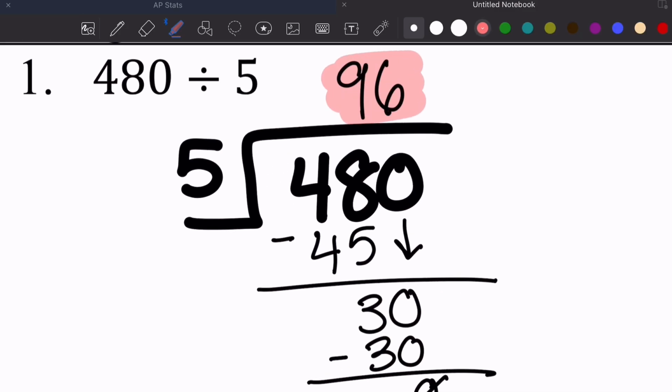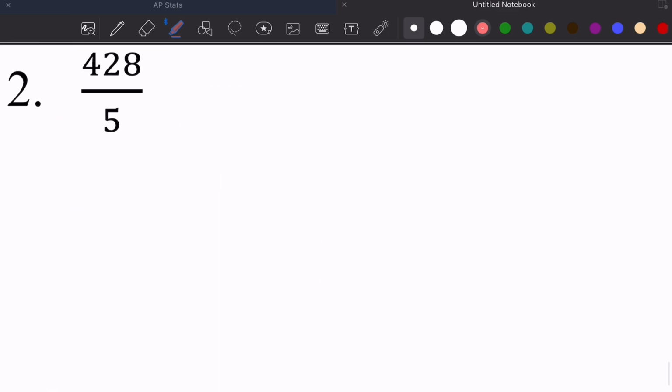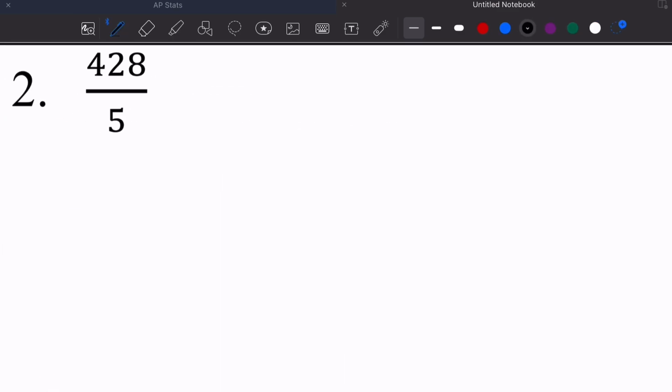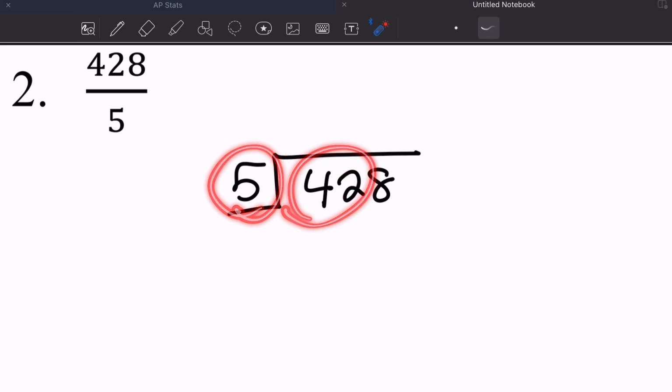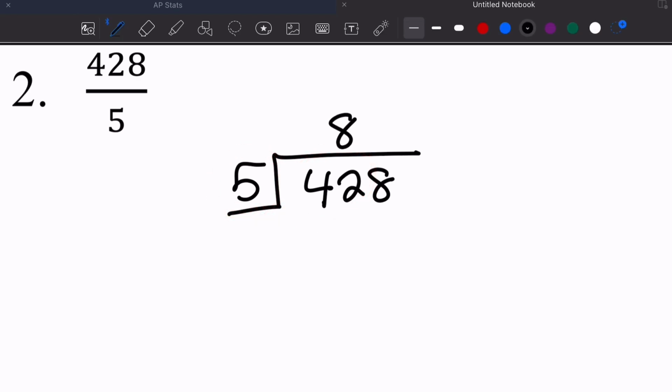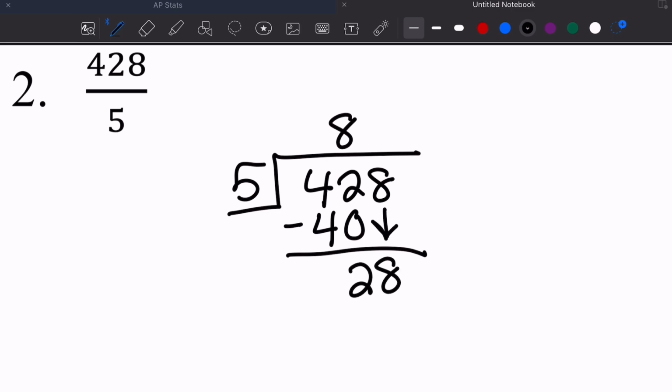Okay. Let's do the same thing here, but now on this one, we're going to get a remainder. So I have 428 divided by 5. Checking the same thing. Can 5 go into 4? Nope. Can 5 go into 42? Yeah, it can go in 8 times and we get 40. We change the sign, subtract down. 42 minus 40 is 2. Bring down the 8. We have 28.